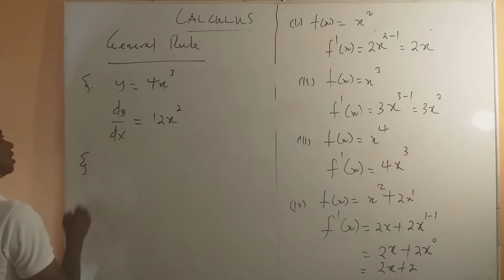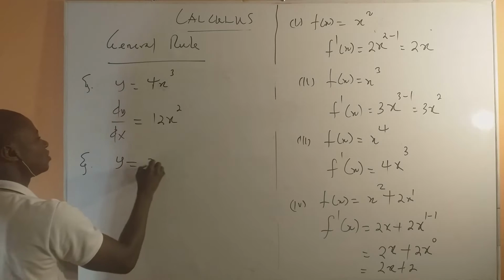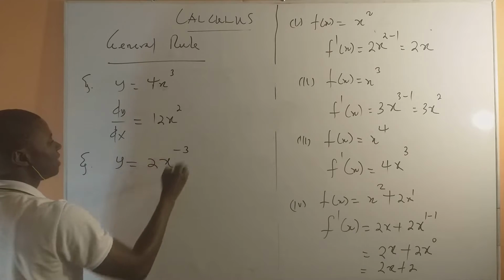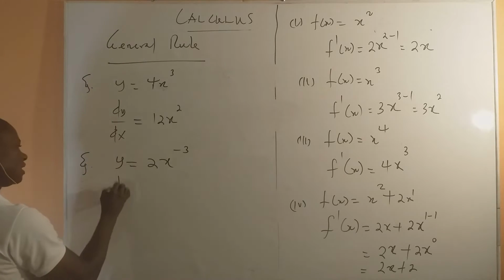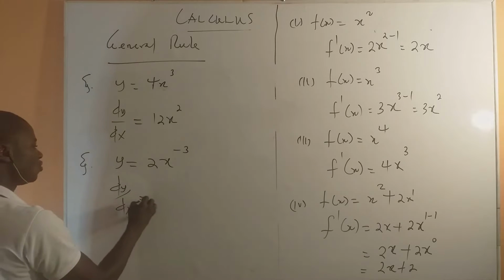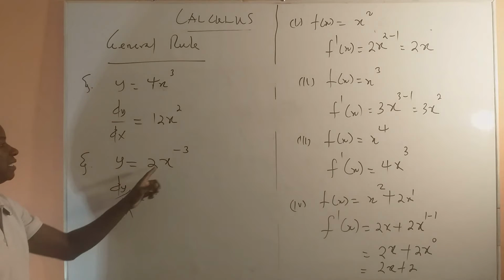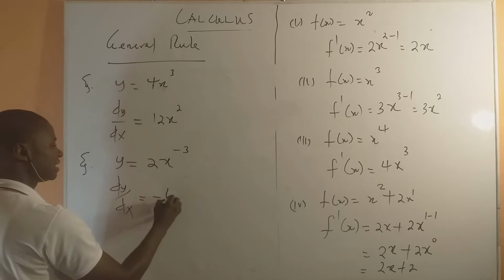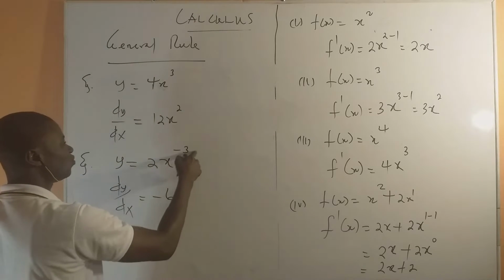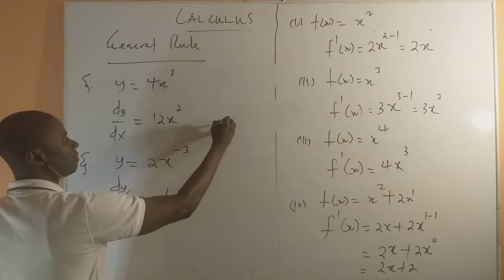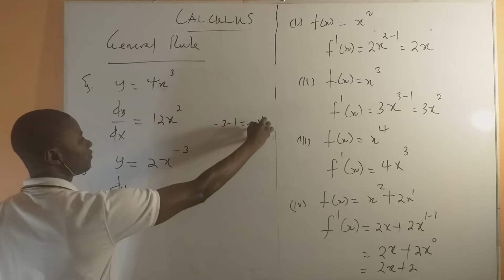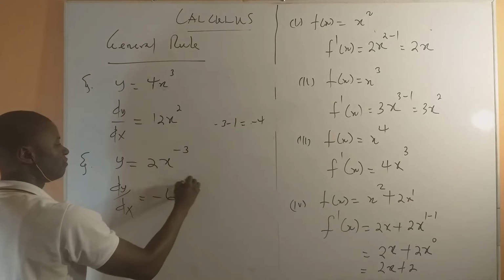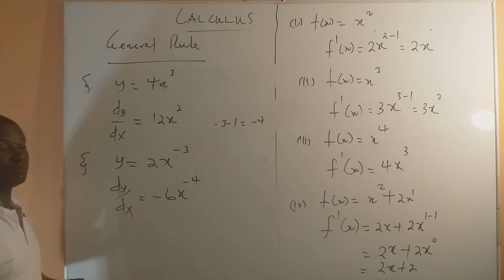Okay, let's consider if you have y equals 2x exponent minus 3. Then dy dx will be equal to, so the exponent is minus 3, the coefficient is 2. So minus 3 times 2 will give us minus 6. We have x here. When you subtract 1 from minus 3, minus 3 minus 1 will give us minus 4. So we are going to have minus 4 up here. So take note of that, it's very important.